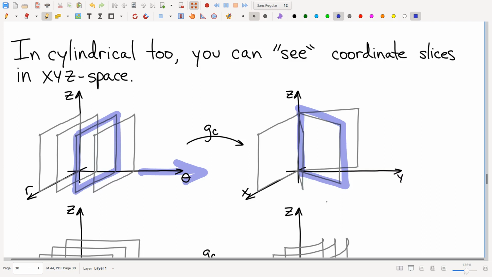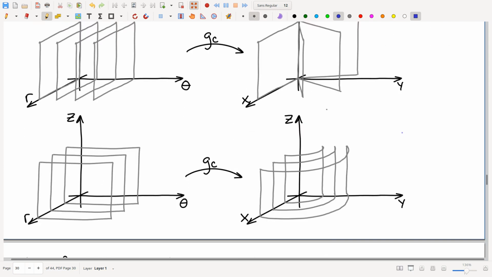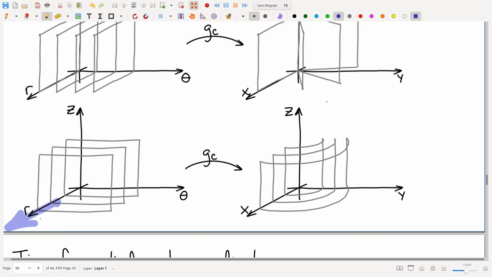Okay. You could do the same thing for R. Just keep in mind what an R slice is. An R slice just says I'm going to look at constant values of R, and a constant value of R in XYZ world is just part of a cylinder. Something like that.